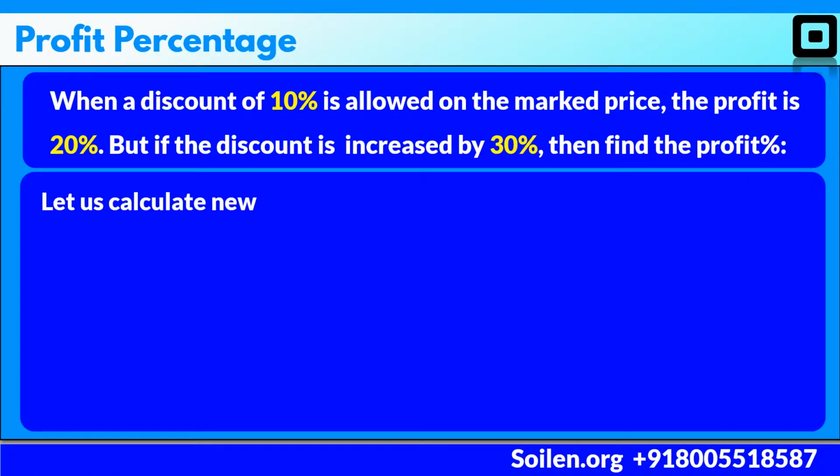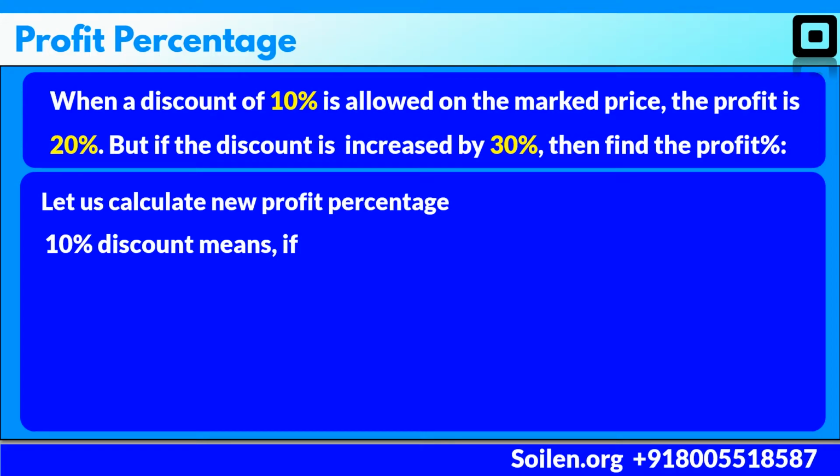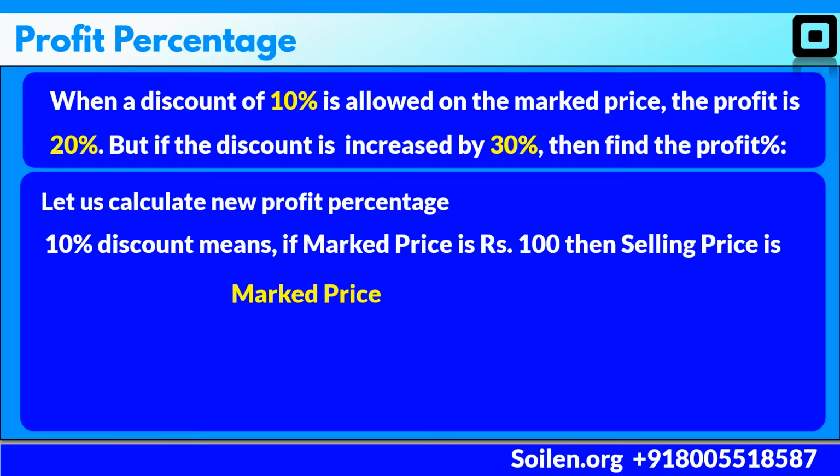Let us calculate new profit percentage. Now we can repeat the same process faster. 10% discount means, if the marked price is 100 then selling price is 90.